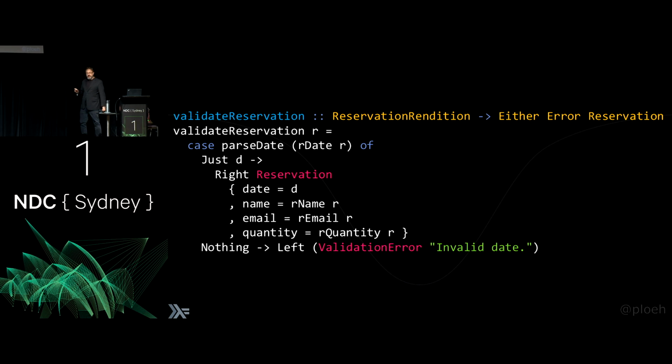Let's look at the top line there: validateReservation, the blue and the orange stuff here. validateReservation just declares, here's a function, and its name is validateReservation. The orange stuff is the type of the function. It says it takes something called ReservationRendition as input. This is our Haskell representation of the JSON document. It returns something called Either Error Reservation as output. It's not particularly important exactly what that means. What's important to realize is that this function is pure, and it's guaranteed by the compiler to be pure.